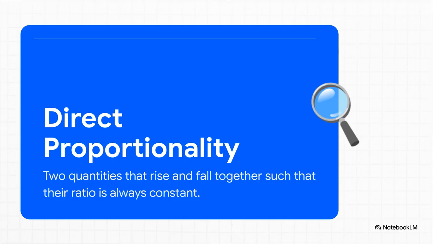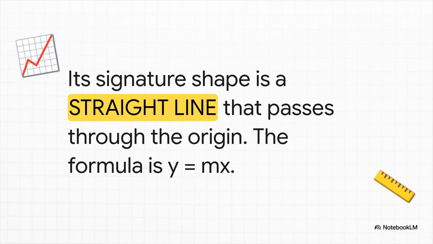When one thing goes up, the other thing goes up by a predictable constant amount. If you double one, you double the other. It's that simple. Their ratio stays exactly the same. And the visual signature for this story? It's unmistakable. It is always a straight line that goes right through the starting point, the origin. I mean, look at our square example. A side length of 2 gives a perimeter of 8. A side length of 4 gives a perimeter of 16. When we plot those points, we get a perfect, clean, straight line. That shape is the story.